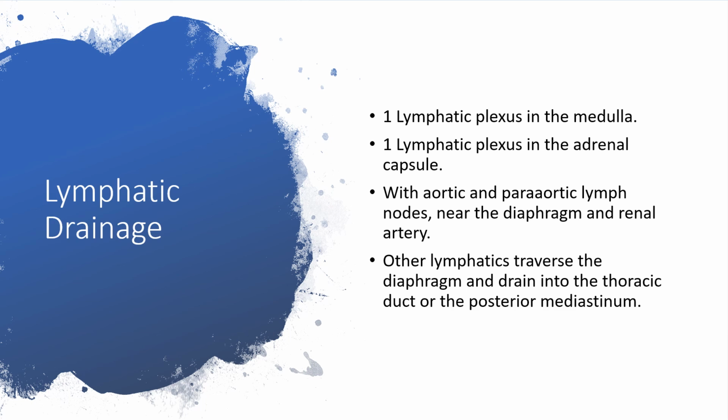Lymphatic drainage. One lymphatic plexus in the medulla, one lymphatic plexus in the adrenal capsule, with aortic and para-aortic lymph nodes near the diaphragm and renal artery. Other lymphatics traverse the diaphragm and drain in the thoracic duct or the posterior mediastinum.